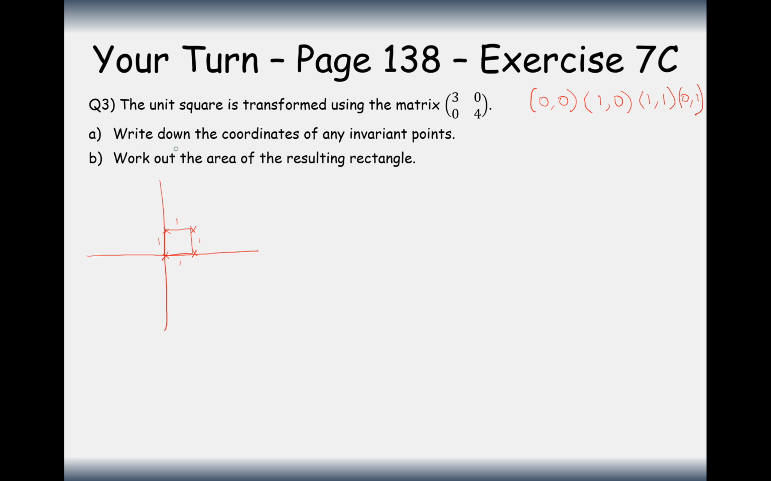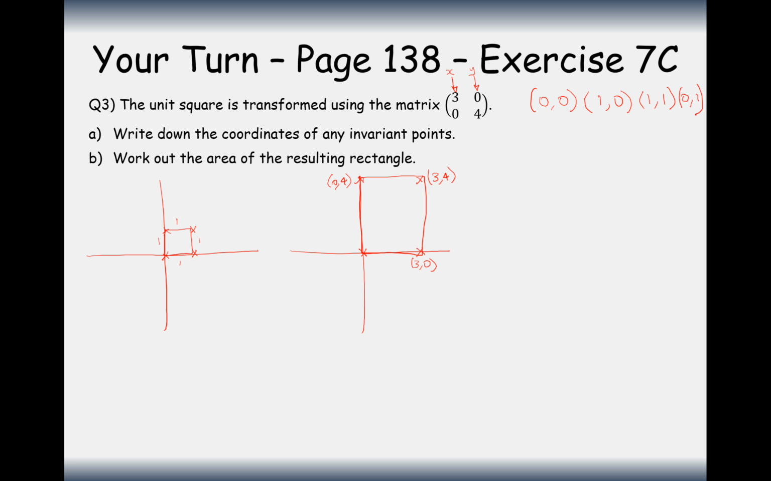Now, write down the coordinates of any invariant points. Originally the unit square is transformed using this matrix. We know from this matrix here that when matrices look like this, it's the x-axis that's been stretched by a scale factor 3, and it's the y-axis that's been stretched by a scale factor 4. So let's go ahead and draw that. The x-axis by a factor of 3, so this is now at 3, 0. The y-axis by a factor of 4, so this is now going to be at 0, 4. 0, 0 doesn't move because you're stretching a 0, so that doesn't really matter. And the 1, 1 coordinate is now going to be stretched to 3, 4. So it's now a rectangle that looks like this.